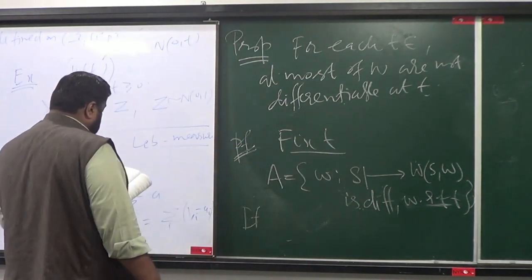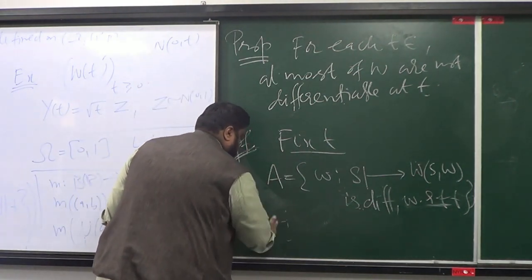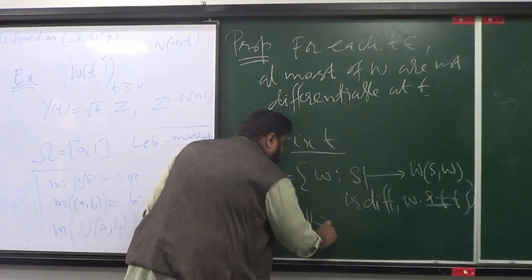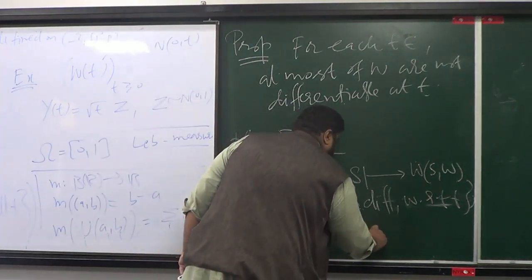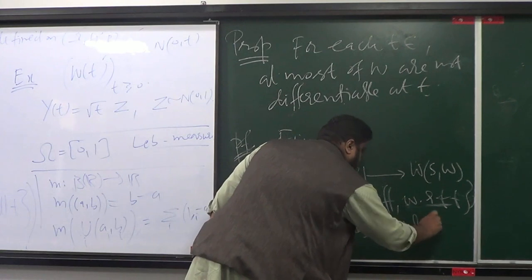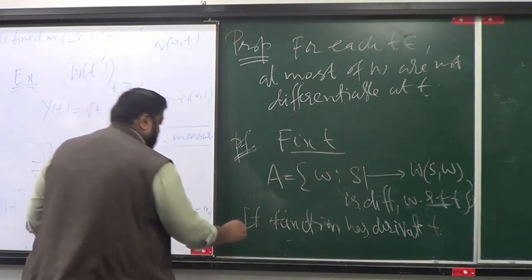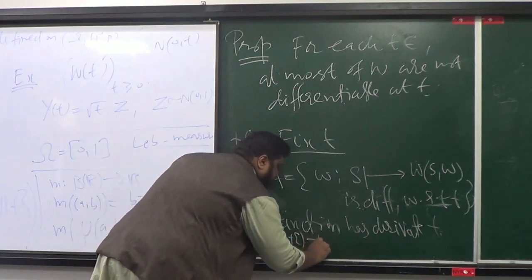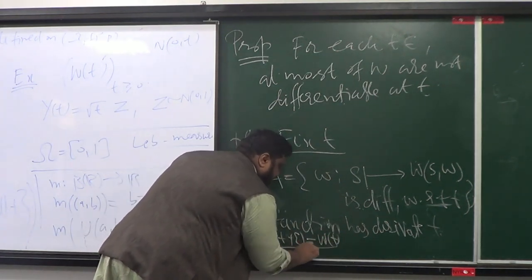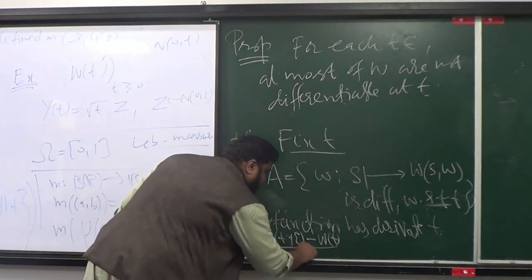Maybe a rough general one: if a function has a derivative at t, then what can you say about this quantity, W of t plus epsilon minus W of t, divided by epsilon? What can you say about such a quantity?